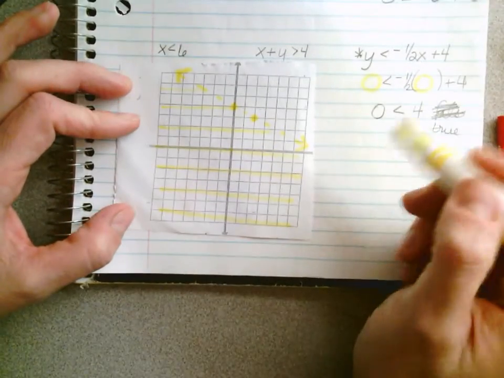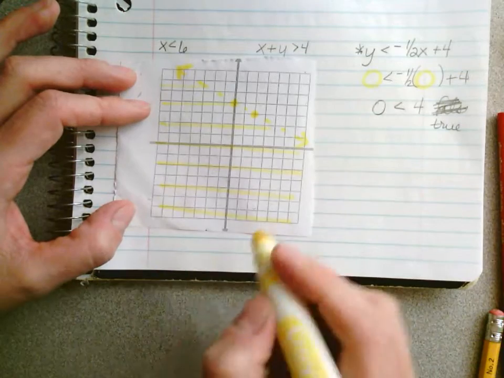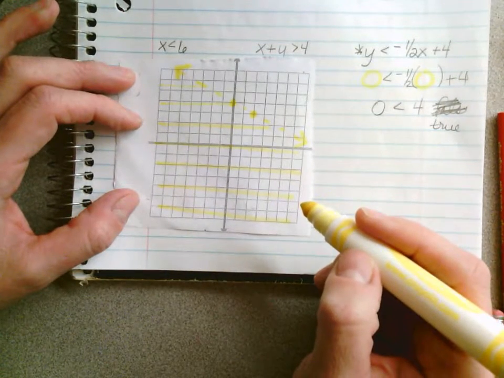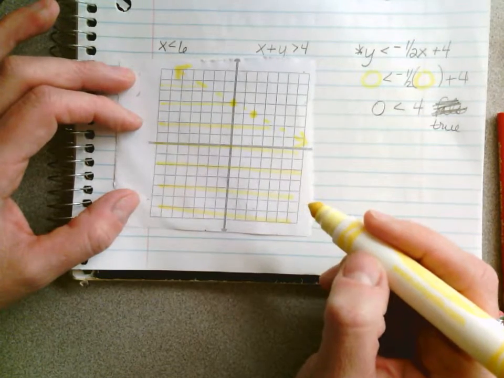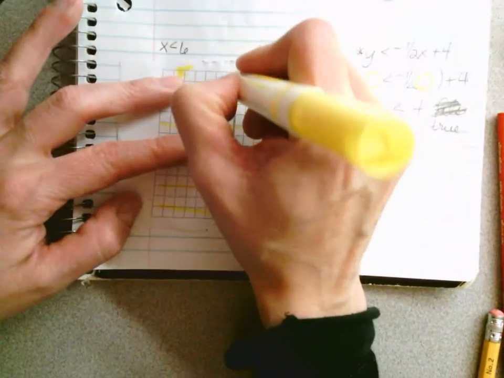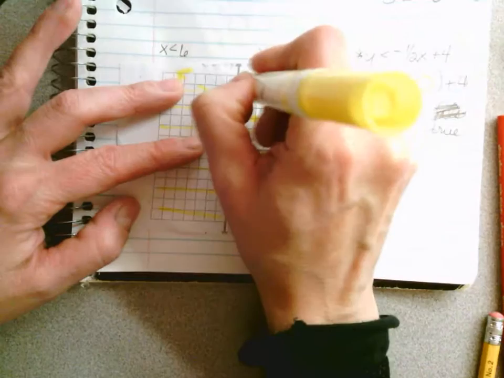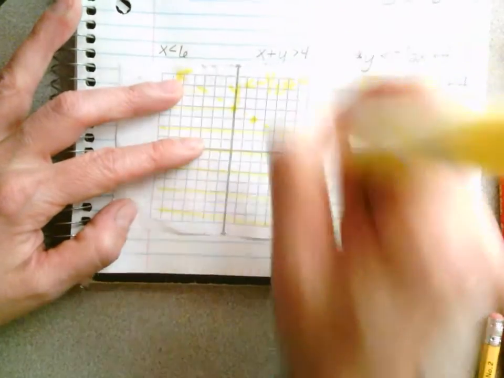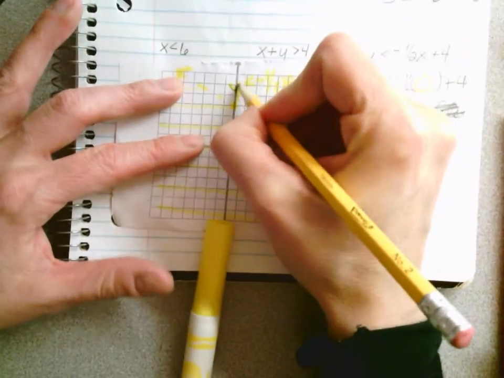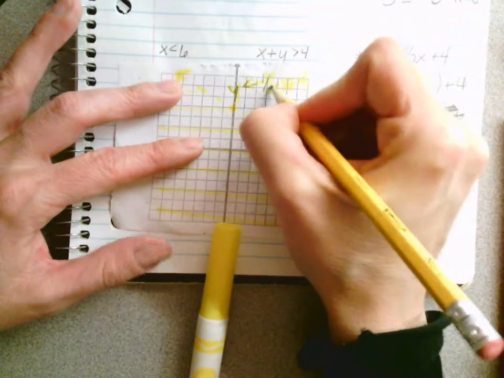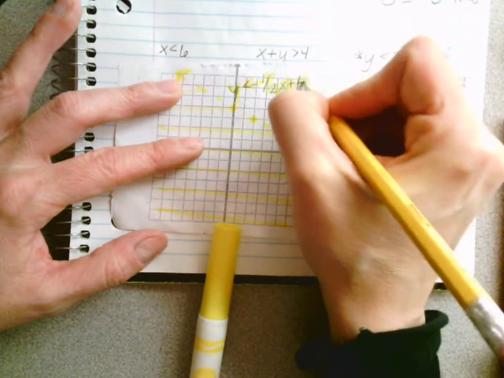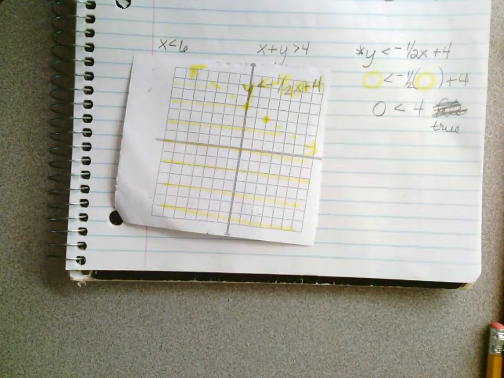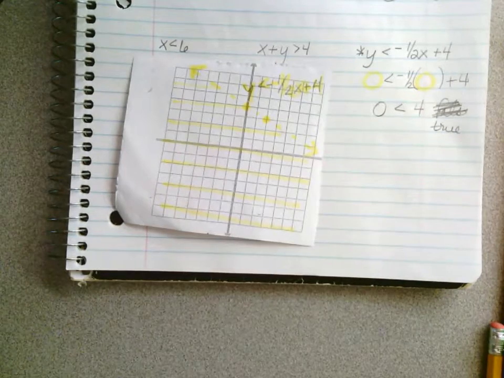Okay? So I'm going to write that equation up here. Y is less than -1/2 x plus 4. Y is less than -1/2 x added to 4. All right. X is less than 6. Let's do that one next.